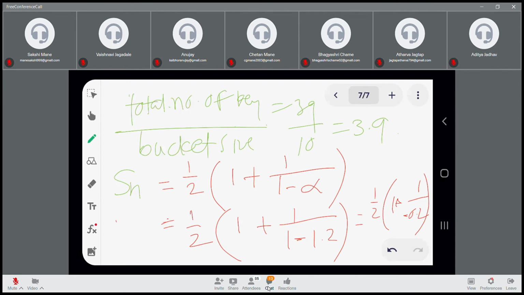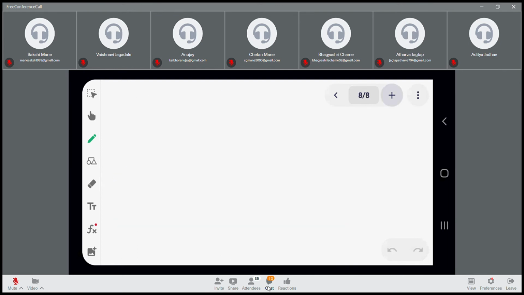So Sn is equal to, yes? Can anyone tell me the value of Sn? That is successful search. Calculate. -2, ma'am. Yes, -2, exactly.